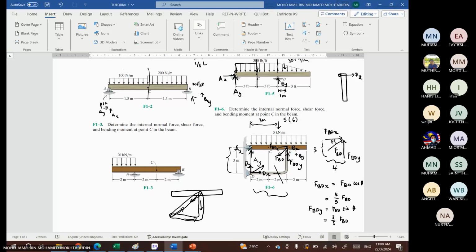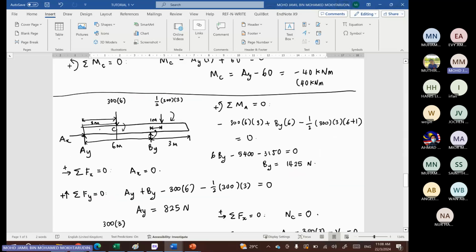Betul. The difference between the two is only inside the material, in terms of stress in the material, in terms of internal load. That's the difference. But the resultant force, dia akan result in the same this direction. Betul. Okay. So harap faham.